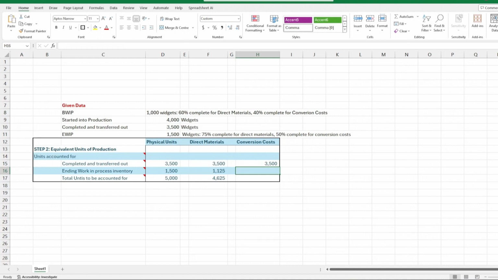And then ending work in process, we're giving our 1,500 times, and it says here 50% complete for conversion costs. So 50%, and there you go. Now we just do this plus that, enter, and there you go. We have our total units to be accounted for, and this is for step 2, equivalent units of production.